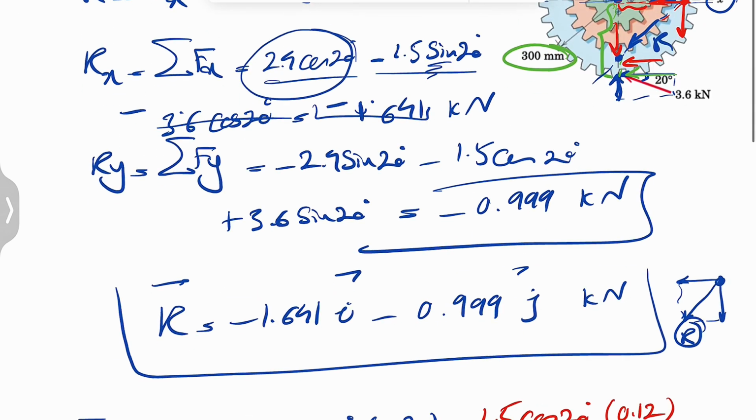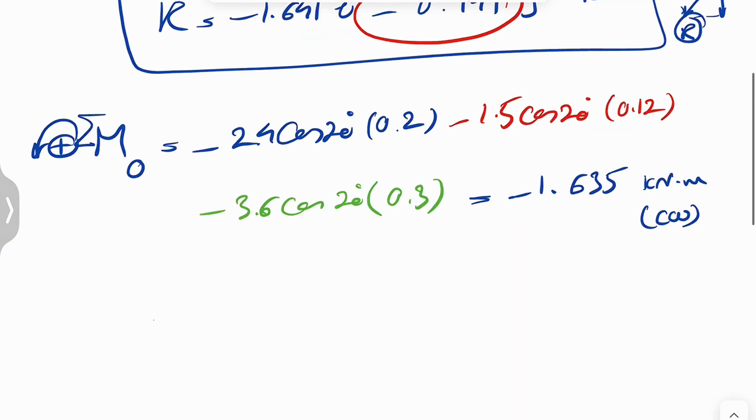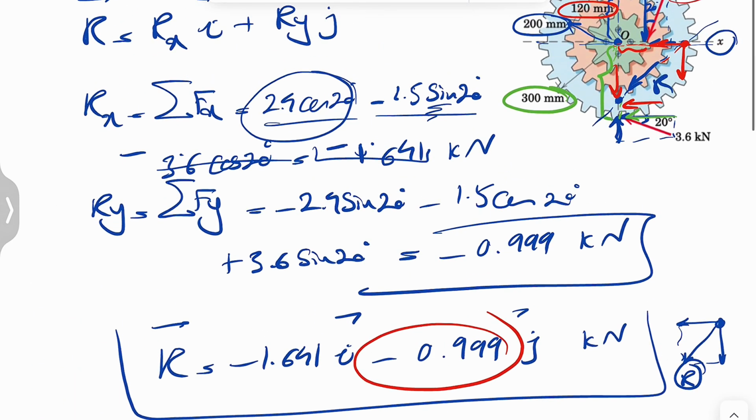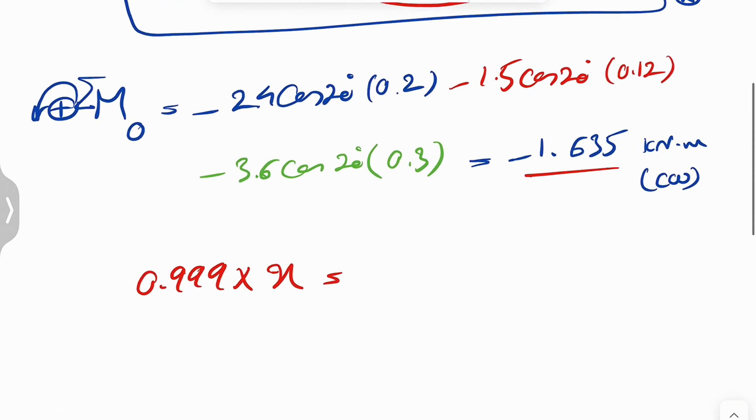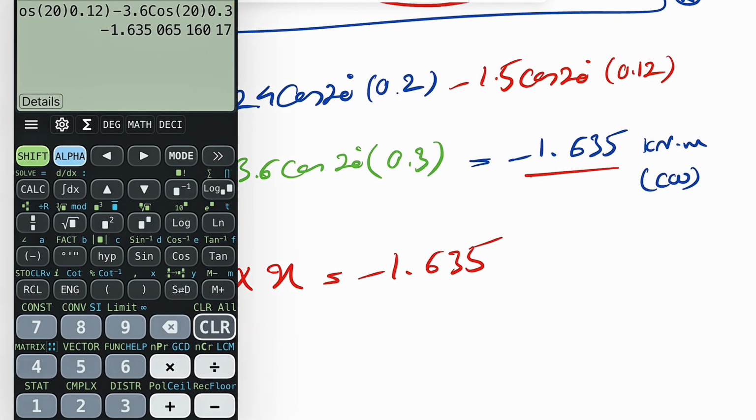So the y component of R was this, 0.999 times the x-intercept. We're just going to call this distance x. And this has to be equal to the moment that we found, negative 1.635, because the moment is clockwise. So we just have to divide 1.635 by 0.999. So the x-intercept would be 1.636 meters.